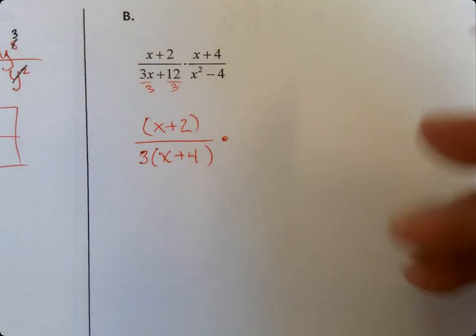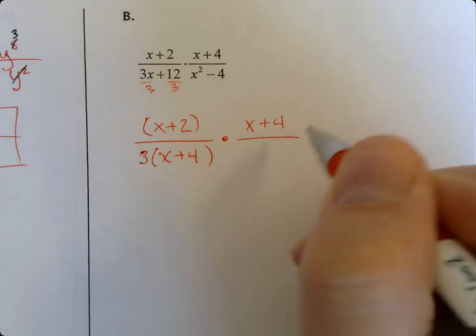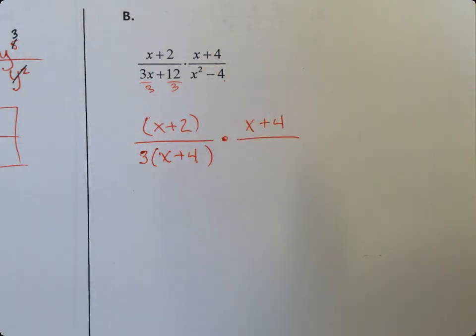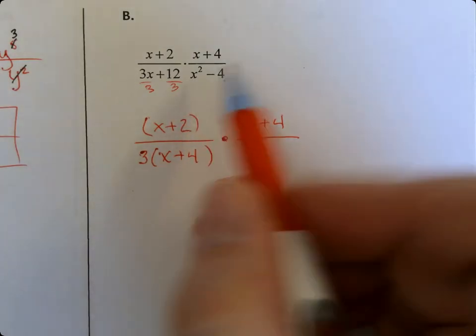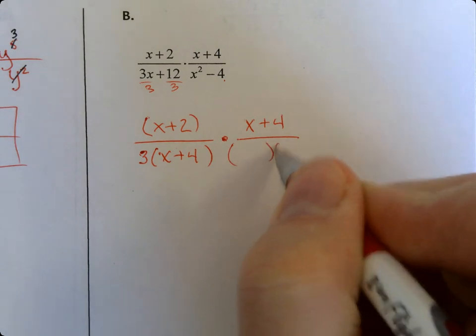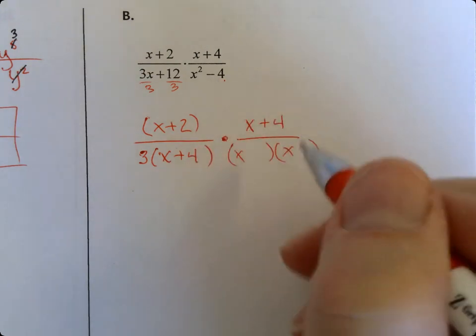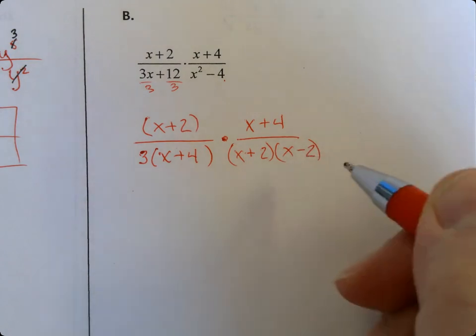Does this numerator factor? Nope, so keep the x plus 4. Does this denominator factor? Yes. Okay, there's no GCF, but see the first and the last term? What's the middle term? 0. So we're going to do that x times x to get x squared. And how do I get a negative 4? Plus 2 and minus 2.